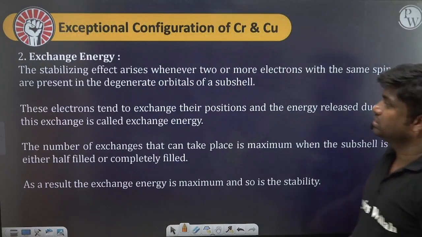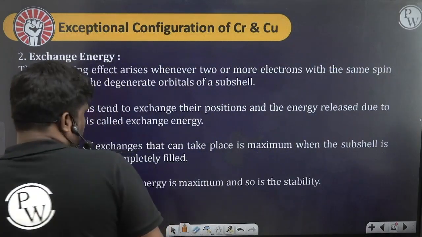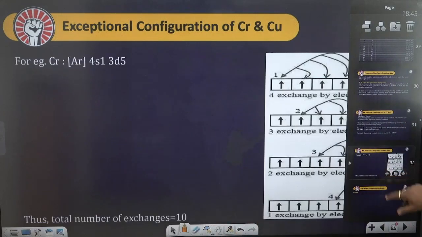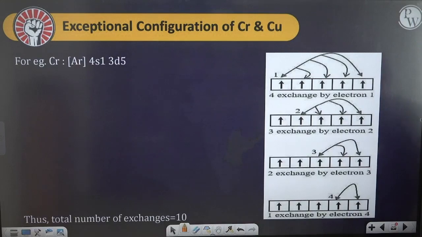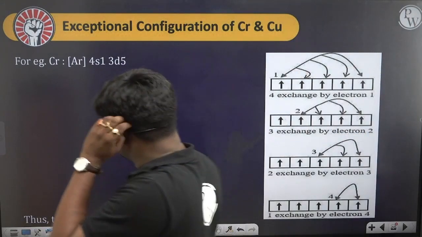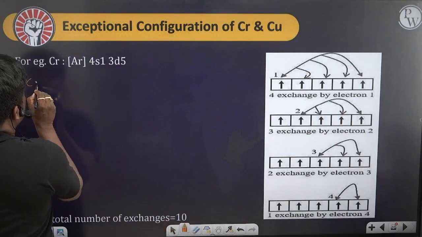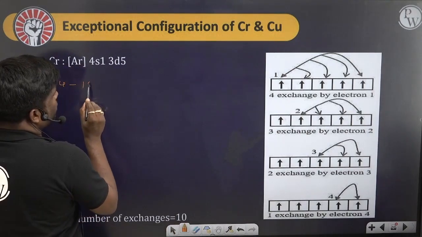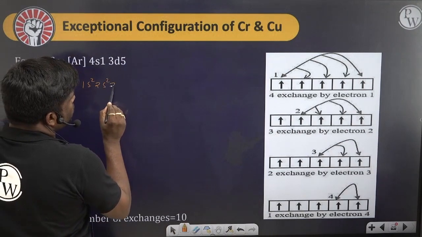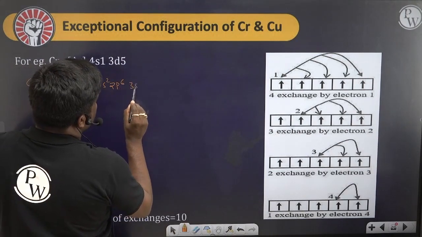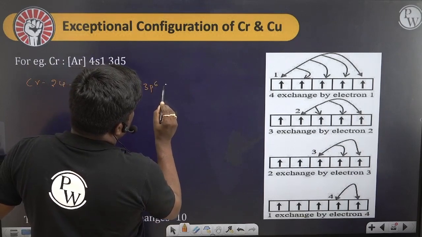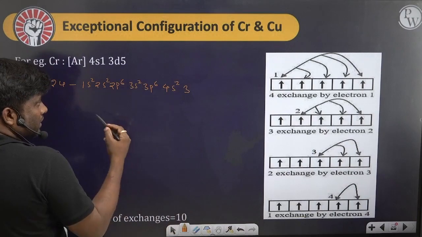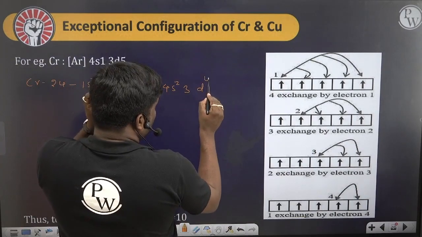Exceptional configurations. Exceptional configuration of chromium. See chromium, argon core. Chromium atomic number is 24. If you write its electronic configuration, 1s2, 2s2, 2p6, 3s2, 3p6, after that you will get 4s2. And total how many are there? 20 electrons are completed. So 3d4 we would write generally.